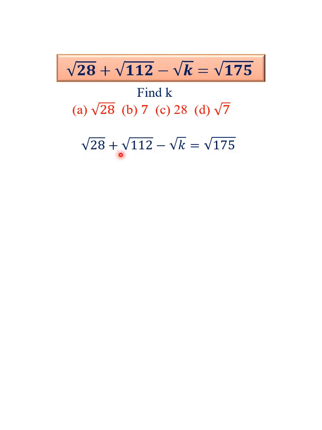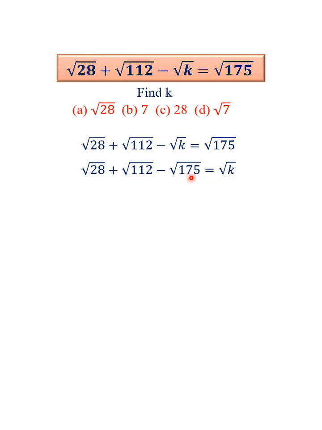Root 28 plus root 112 minus root k equals root 175. Since we are looking for k, we want to make root k the subject of the formula by taking it across the equal to sign and taking root 175 to the left. So by collecting like terms, we have root 28 plus root 112 minus root 175 equals root k. Root k becomes positive when the negative crosses the equal to sign.